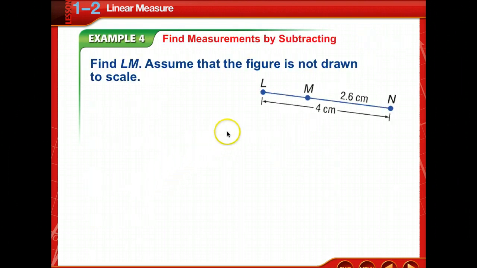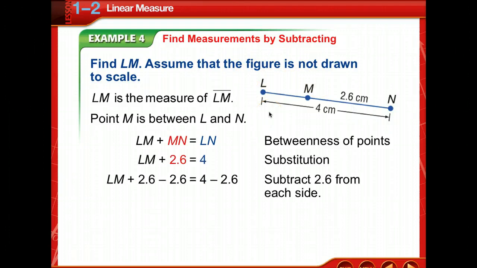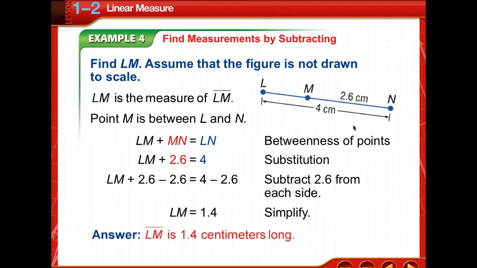We're to find LM, and we're also to assume that this is not drawn to scale. We're given that LN is 4 centimeters, and MN is 2.6 centimeters. So since M is between, we're going to subtract. We know that 4 centimeters minus 2.6 will give us the measurement of LM, which is 1.4 centimeters long, or 1 4/10 centimeters long.